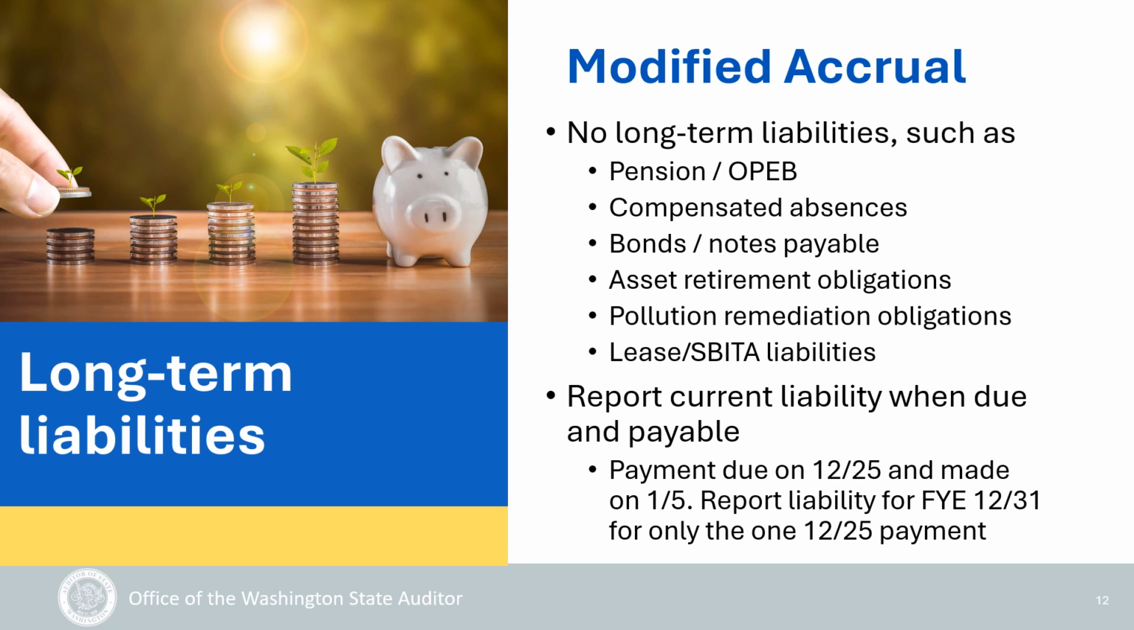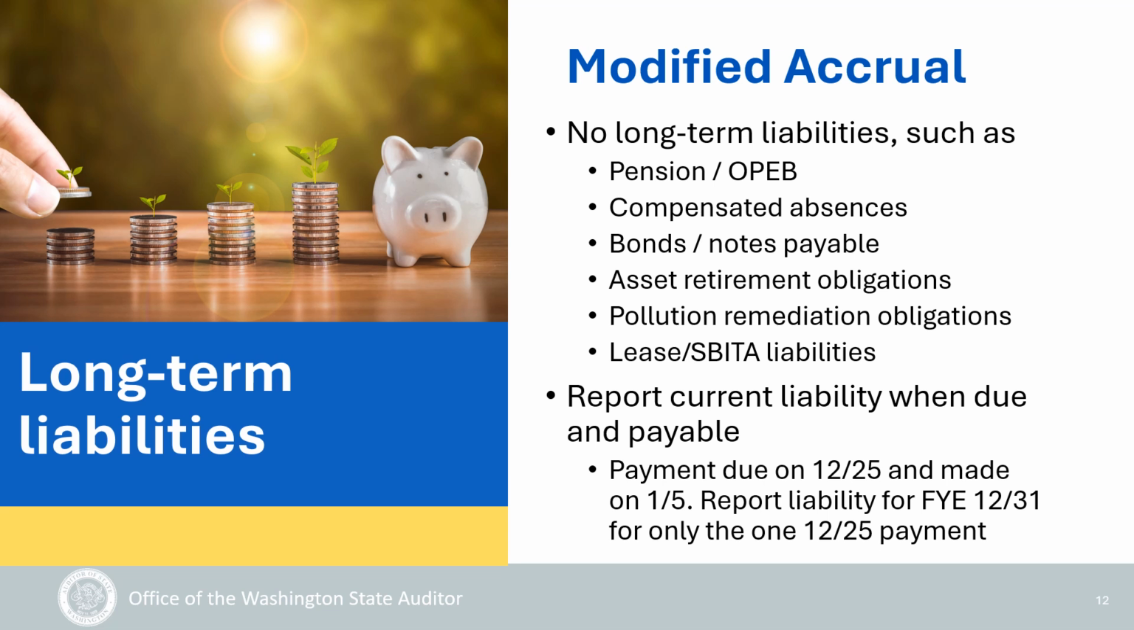Now let's talk about long-term liabilities. Governments have a lot of liabilities to report. However, long-term liabilities do not use up current financial resources, so they are not reported under modified accrual accounting. Some examples of long-term liabilities that are not reported under modified accrual include pension and OPEB, compensated absences, bonds and notes payable, asset retirement obligations, pollution remediation obligations, and leases and SBITA liabilities. Instead, only the portion of the liability that is due and payable is reported.